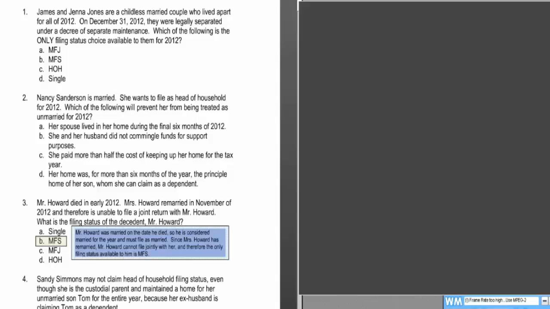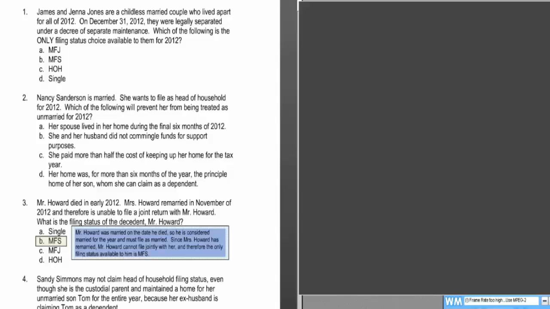Mr. Howard died in early 2012. Mrs. Howard remarried in November of 2012 and is therefore unable to file a joint return with Mr. Howard. What is the filing status of the decedent, Mr. Howard? A, single, B, married filing separate, C, married filing joint, or D, head of household? Correct answer is B, married filing separately.